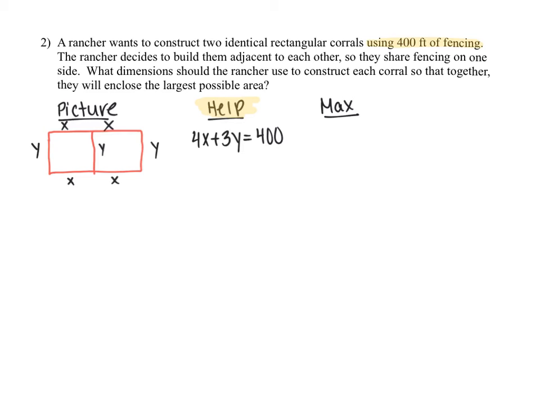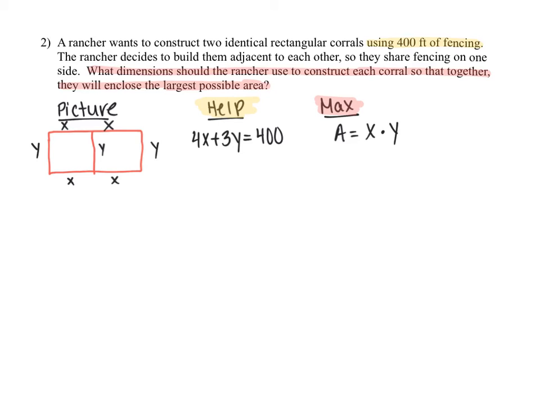So my helper equation is 4x plus 3y equals 400. And they want to know what are the dimensions that the rancher should use to construct each corral so that they enclose the largest possible area. That is your max. So since this is each corral, the dimensions of this corral would just be x times y. So that would be my area. So area is x times y.